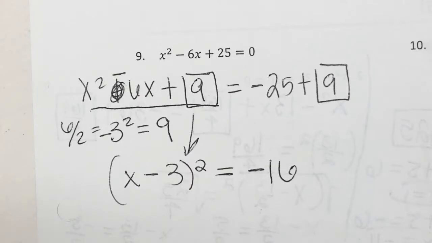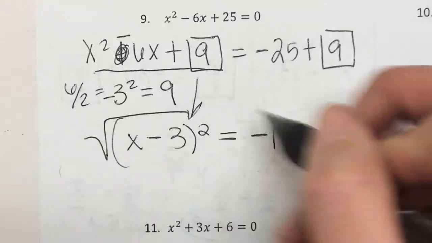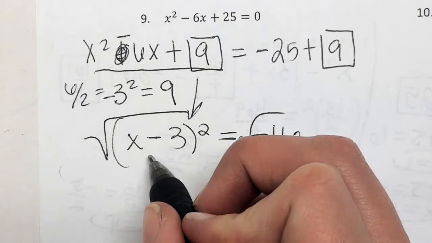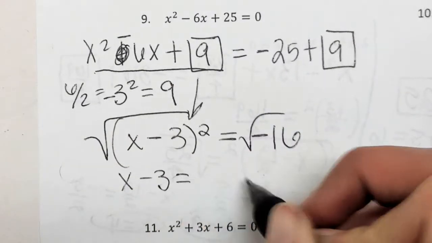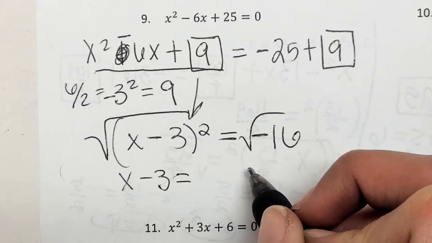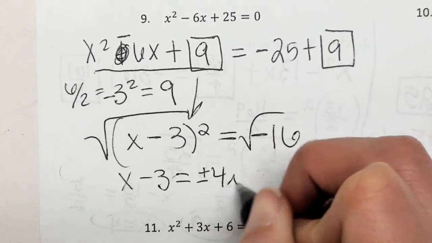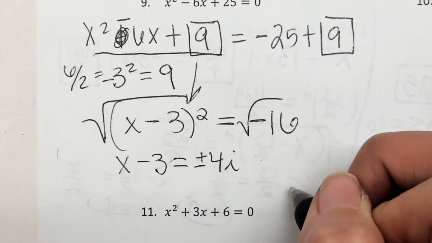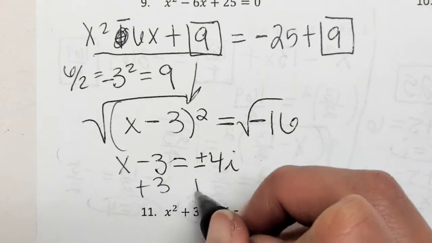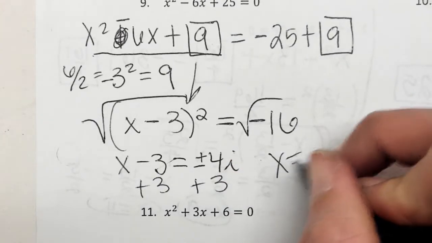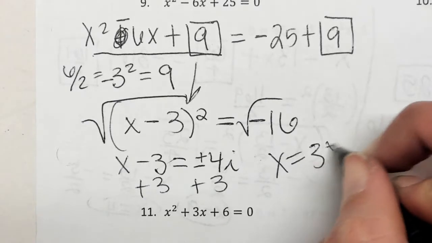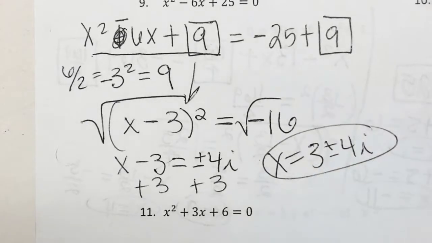So now take the square root of both sides. What's the square root of this? Square root of this. 4 plus or minus 4i. Good. Next. Plus 3. Yeah, add 3 to both sides. Tell me my final answer. 3 plus or minus 4i. Perfect.